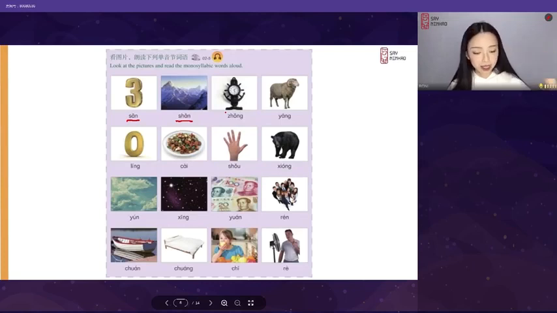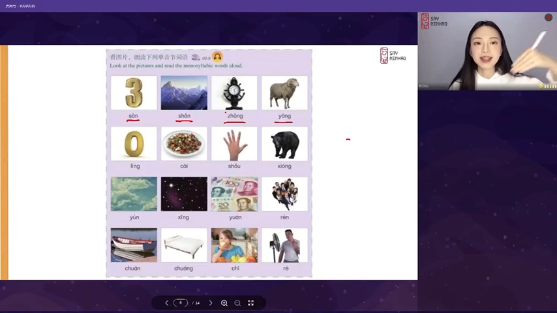Shan. Next one is zhong, which means clock. So the initial is zh. The final is ong. And the tone is first tone. So put them together. Zh ong, zhong. Next one is yang, which means sheep or goat in Chinese. The initial is y and the final is ang. The tone is second tone. Put them together. Yang. Next one is zero in Chinese. Ling. The initial is l, final ing, the tone is second tone. Ling.